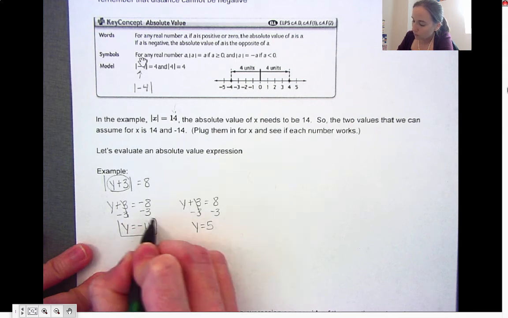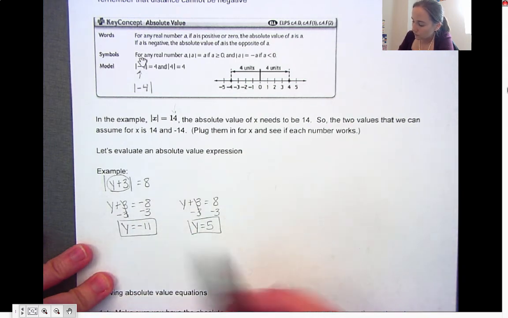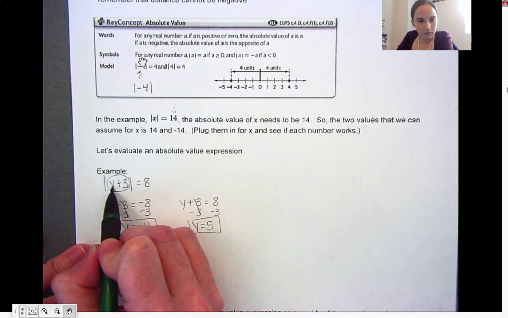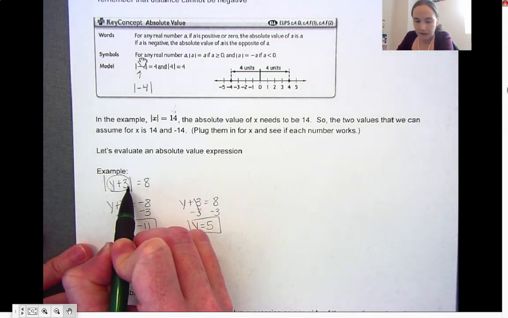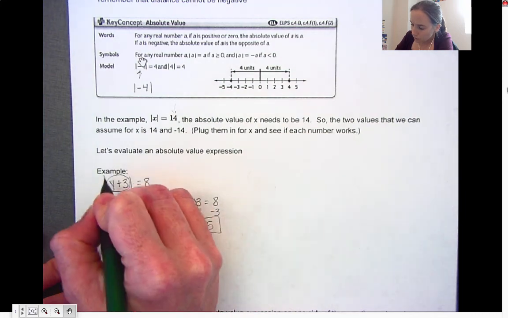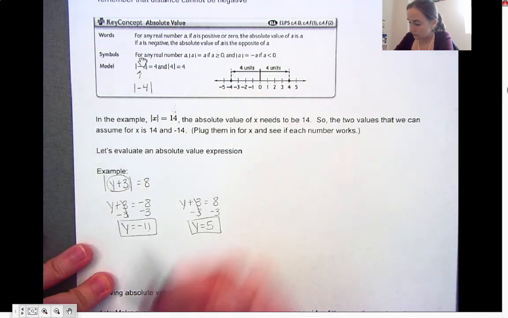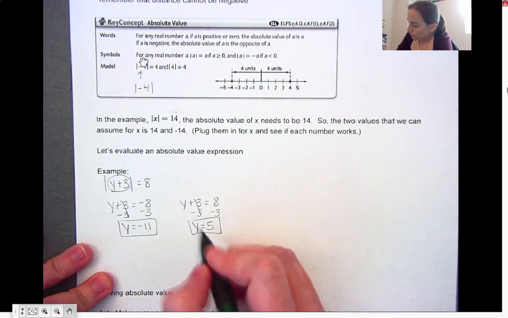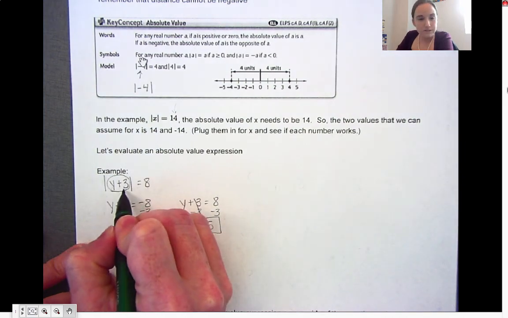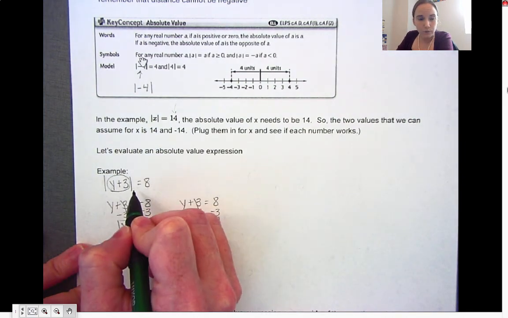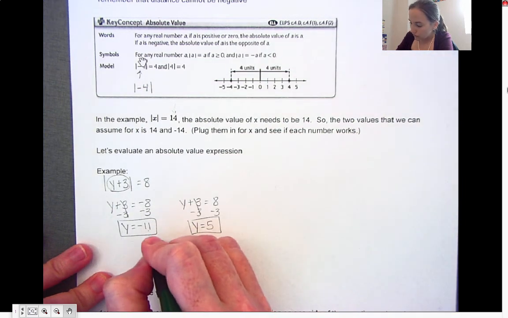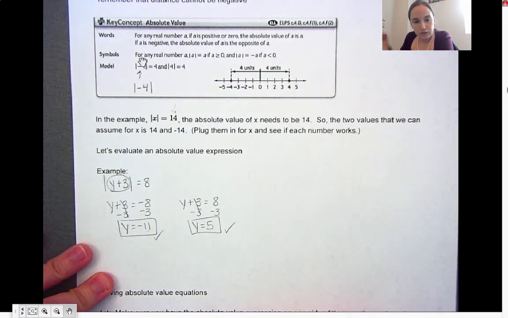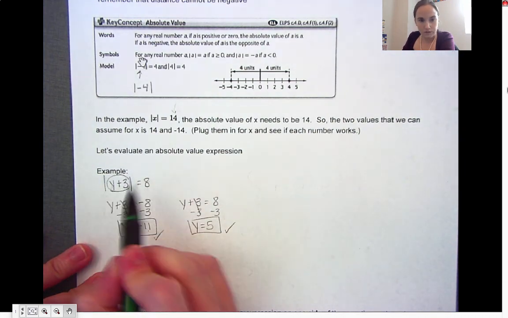If I were to plug both of these values in, -11, if I plugged it in for y, I'd say -11 plus 3, and that would give me -8. Then when I take the absolute value, I would get 8. When I plug in 5, 5 plus 3 is 8, and the absolute value of 8 equals 8. So both of these values work. There are two solutions for this equation.